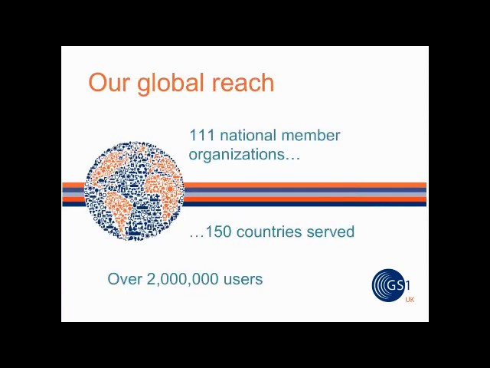There we are. And GS1, you may know us from previous incarnations and previous names. The UPC, Universal Product Code in the United States. In Europe, the EAN, European Article Number Association. And these organizations came together in 2003 to form GS1. And GS1 is now a global organization with 111 member organizations around the world, operating in 150 countries with over 2 million members.